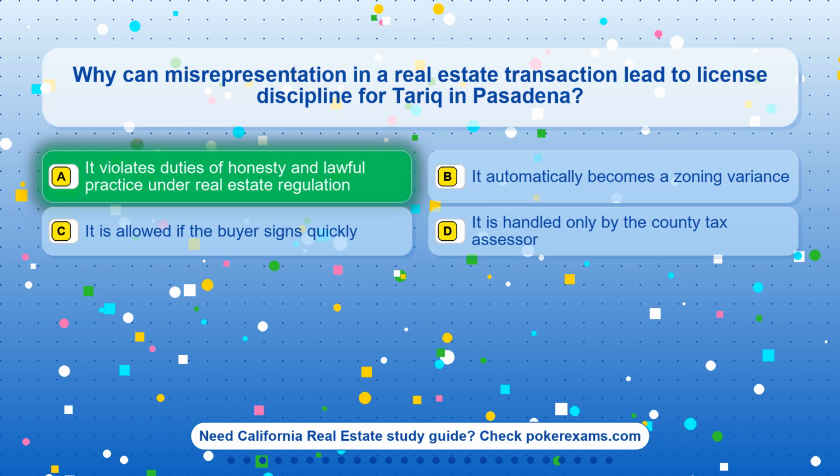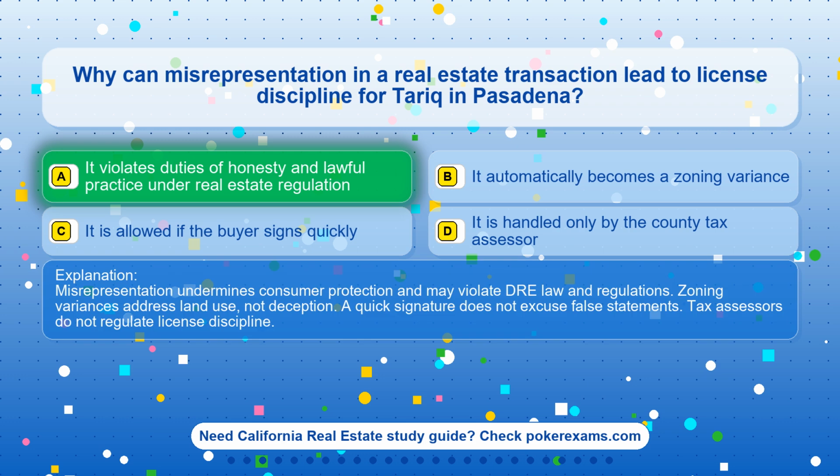The correct answer is option A. It violates duties of honesty and lawful practice under real estate regulation. Misrepresentation undermines consumer protection and may violate DRE law and regulations. Zoning variances address land use, not deception. A quick signature does not excuse false statements. Tax assessors do not regulate license discipline.